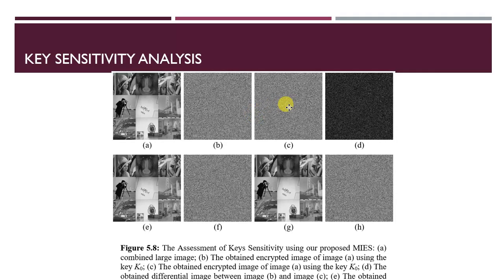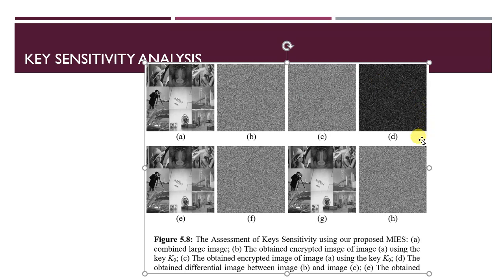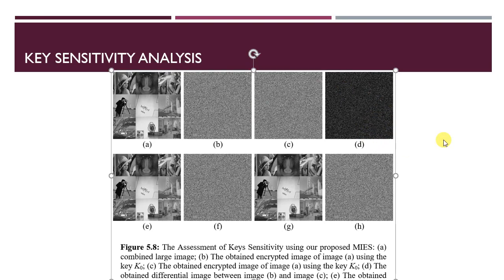So if we take the difference between these 2 images, we obtain the image D. Now if we decrypt that particular image B with its original key, the result is shown in E. But if we decrypt the encrypted image B with the other key, which is the key of C, then the result is not correct, as you can see from image F. The same process is performed over the encrypted image C. If we decrypt image C with its original key, then the result is shown in image G.